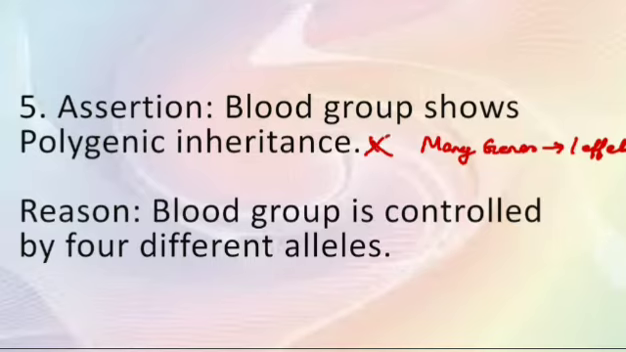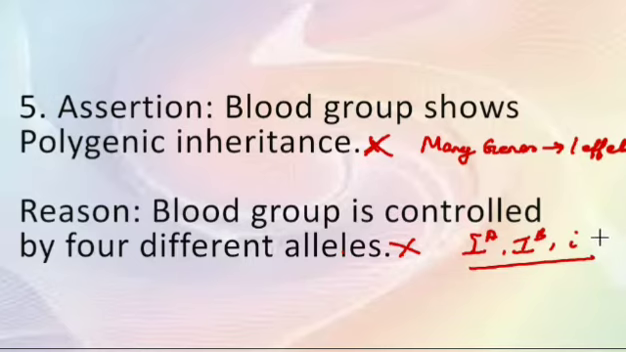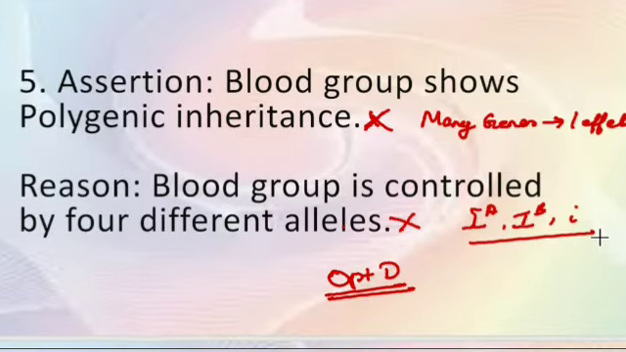So this assertion is wrong. The statement that blood group is controlled by 4 different alleles is also wrong, because there are only 3 alleles: IA, IB, and small i. So, as I told you, sometimes option D can be that both assertion and reasoning are wrong. Sometimes you may get it like that, so we will consider this as option D.